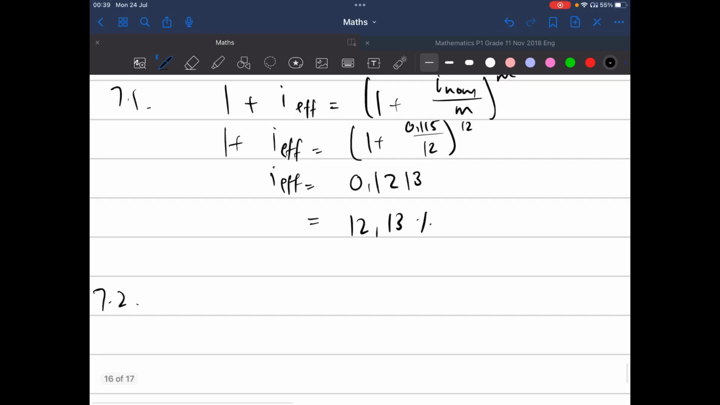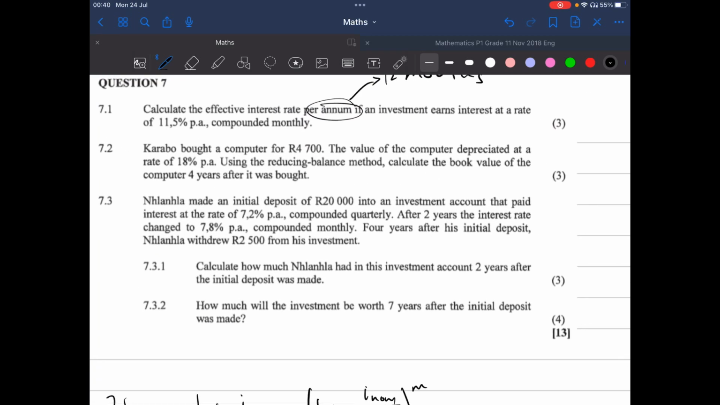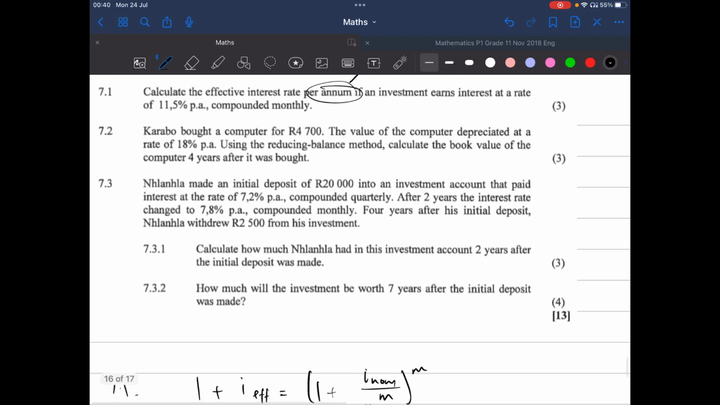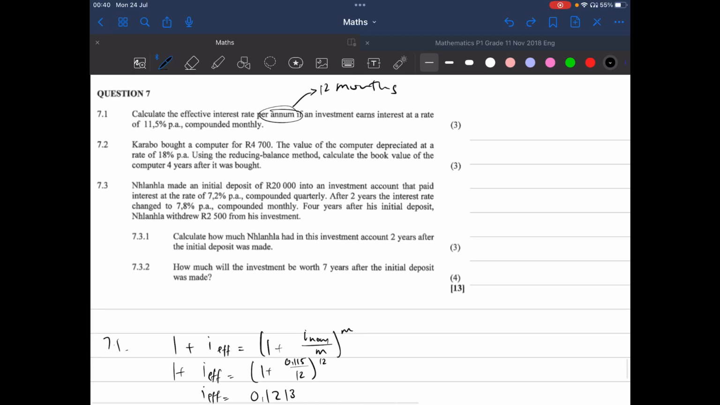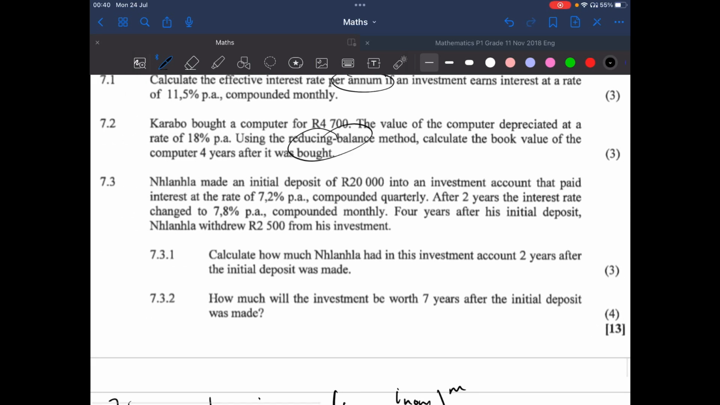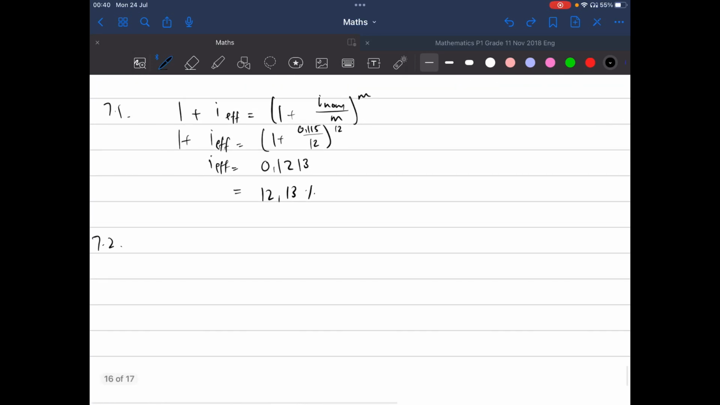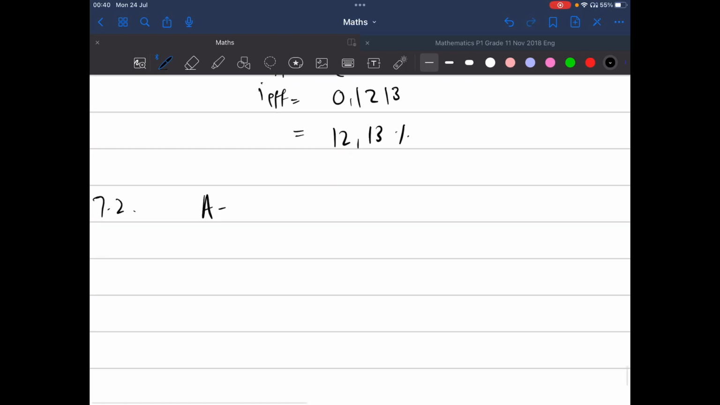Let's look at 7.2 now. 7.2 says Karabo bought a computer for 4,700 Rand. The value of the computer depreciated at a rate of 18% per annum using the reducing balance method. Calculate the book value of the computer after it was bought. So with depreciation, there's the straight line method and there's the reducing balance. So reducing balance you can think of as the reverse of compound interest. You'll see the formula looks almost identical. Let's just write it down.